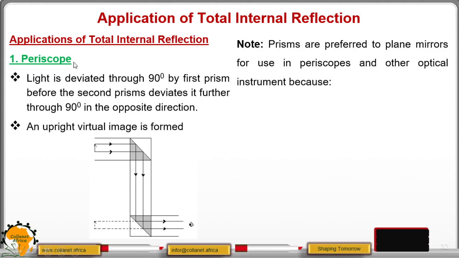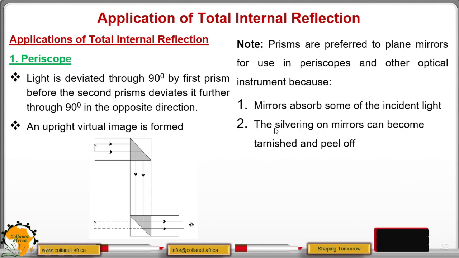Now, when we are using the periscope, we use prisms and not plain mirrors because mirrors absorb some of the incident light, and number two, the silvering on mirrors can become tarnished and peel off. And also, thick mirrors produce multiple images. So due to these reasons, you find that prisms are used in periscopes instead of mirrors.